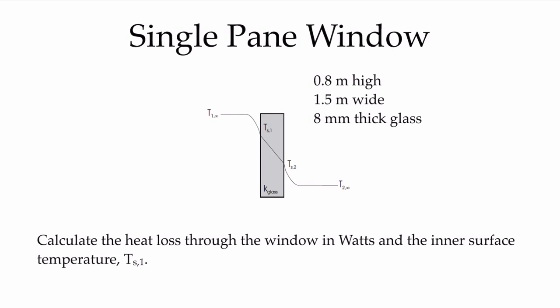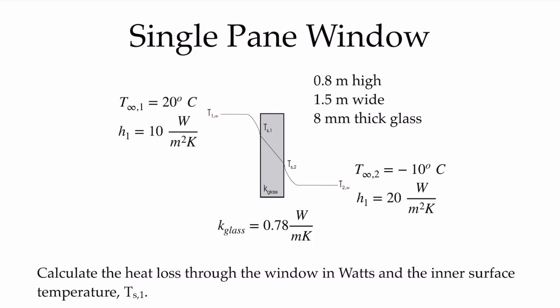We start by looking at a single pane window, and now we'll look at the window having actual dimensions. The windows are 0.8 meters high and 1.5 meters wide, and our first window is a single pane, a single sheet of glass, which is 8 millimeters thick.